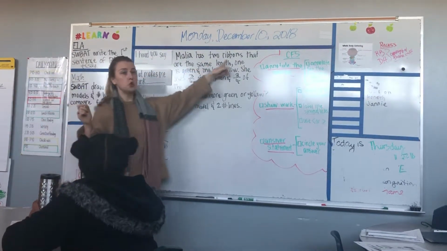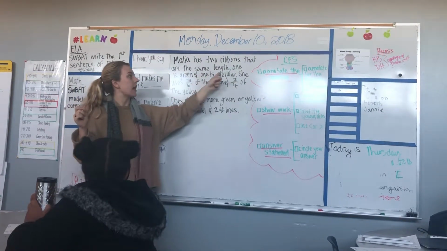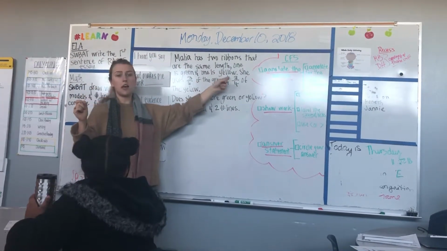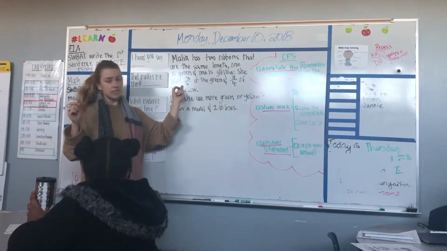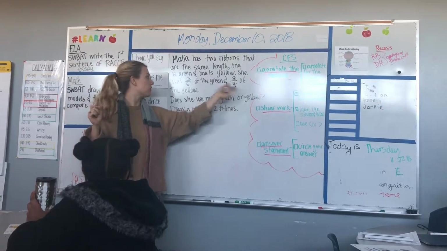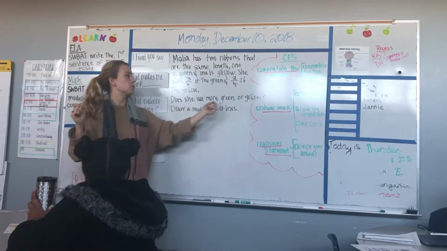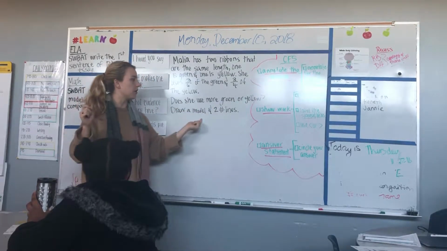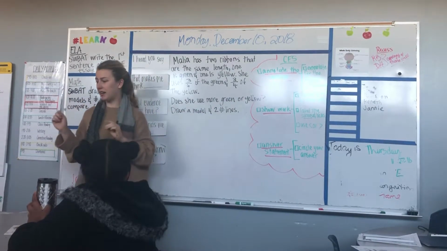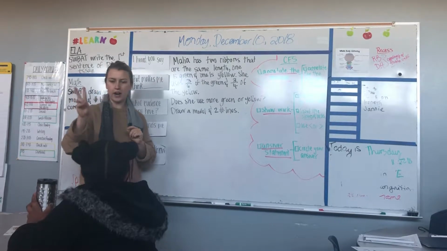Malia has 2 ribbons that are the same length. One is green and one is yellow. She uses 3/6 of the green and 3/4 of the yellow. Does she use more green or yellow? Draw a model and 2 number lines. So your job right now, I want you to circle the 2 fractions that we're comparing.